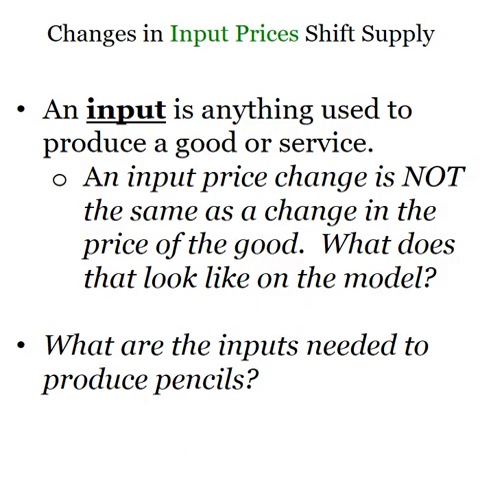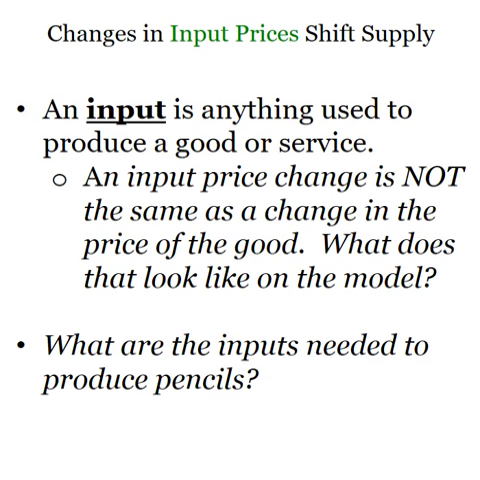The I in RACES is input prices. An input is anything that is used that goes into producing a good or service. It's very important to see that an input is not the same thing as the change in price of the actual final product. So, if the actual price of the good changed, what does that look like on a supply and demand model? A price change by itself of the product that you're drawing is a move along the curve.